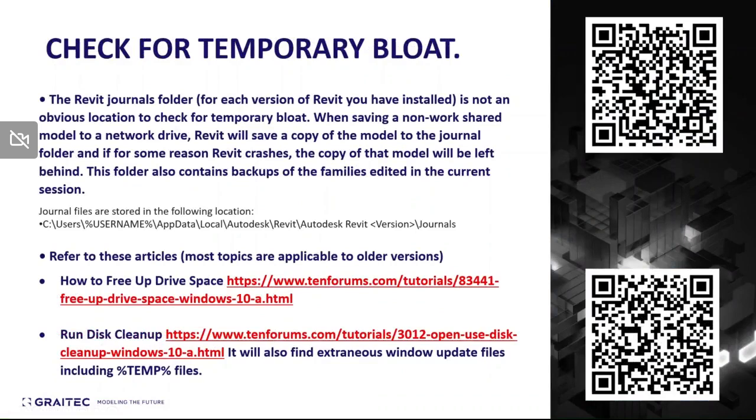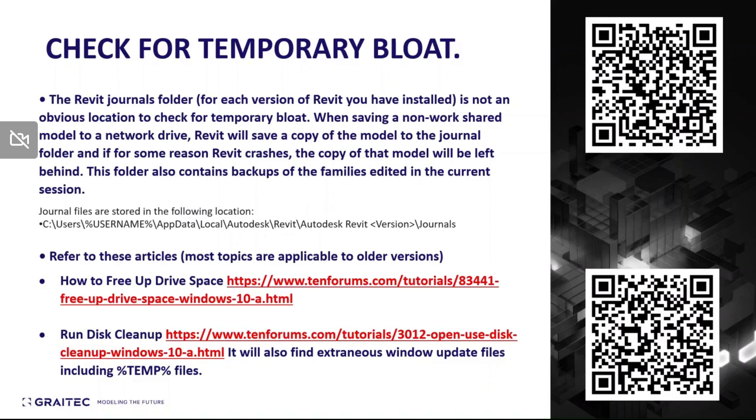Check for temporary bloat. Okay, so again, this is a potential cause of problems with Revit, and it's something that's not so obvious. The Revit journal folder, for each version of Revit that you've got installed, is a good place to look for temporary files. So when you're saving a non-shared workshared model to a network drive, Revit will save a copy of that model to the journal folder. It's not that obvious, but if for some reason Revit should crash, a copy of that model is left behind.